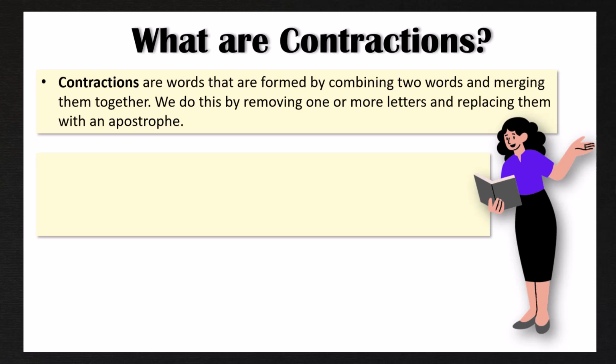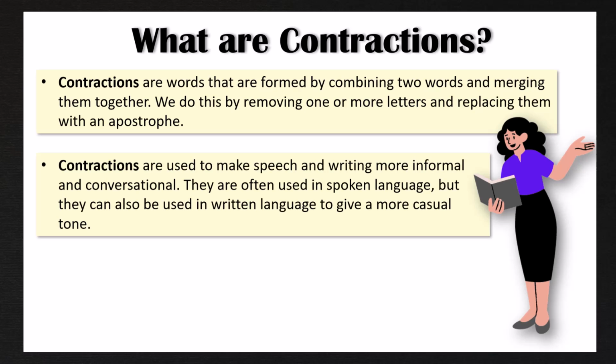Well, contractions are words that are formed by combining two words and merging them together. We do this by removing one or more letters and replacing them with an apostrophe. We use contractions to make speech and writing more informal and conversational. Contractions are often used in spoken language, but they can also be used in written language to give a more casual tone. However, contractions are not commonly used in formal writing, for example, if you're writing an essay.